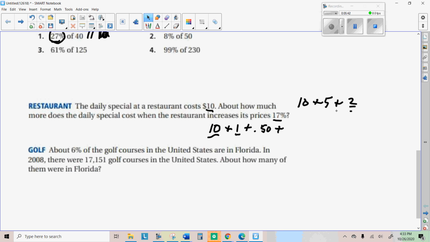So I'm going to add, and since it's 2% more, I'm going to add 2 pennies on to that. So really I can figure out exactly what the new price is. It's $11.72.